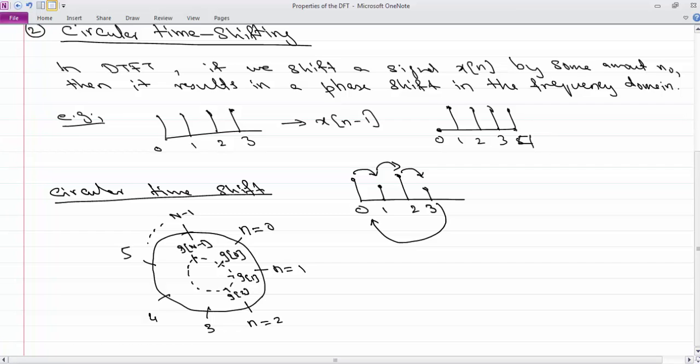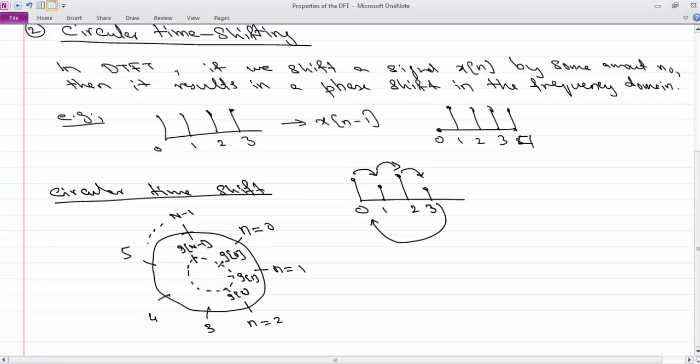And the idea is that if you are circularly shifting to the right, you basically rotate your inner dial by the amount of your circular shift. Right? So if you rotate it by 1, G0 goes to n equal to 1, and G1 goes to n equal to 2, and so forth. Or if you are circular shifting to the left, then you simply rotate your dial to the left.